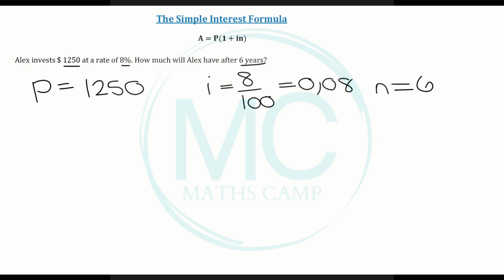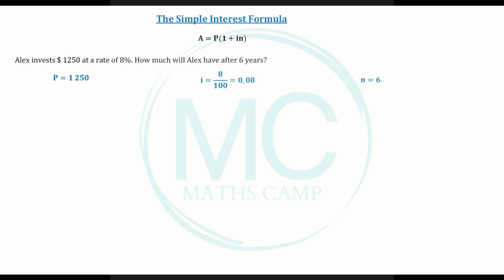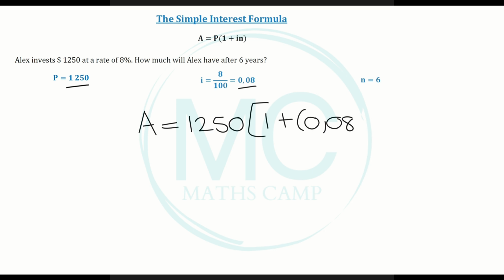So we can say N is equal to 6. Now we can put these values into the formula. So we say A is equal to P, 1,250. Open our bracket. Then we have 1 plus the value of I, 0.08, multiplied by N, which is 6.